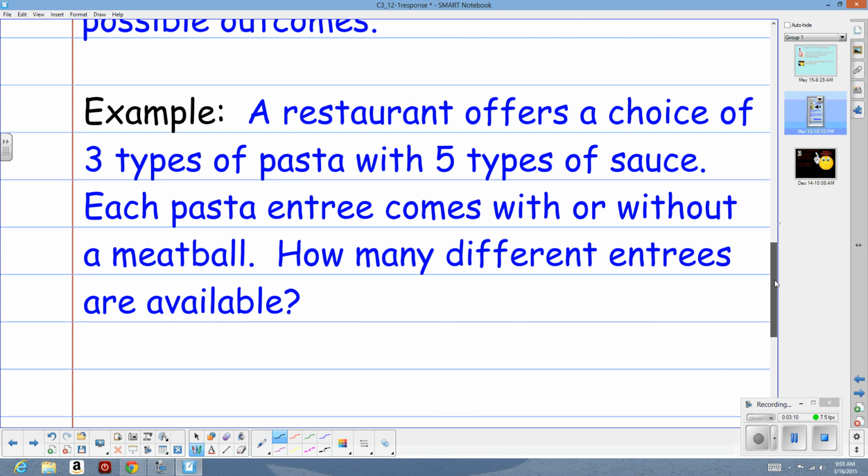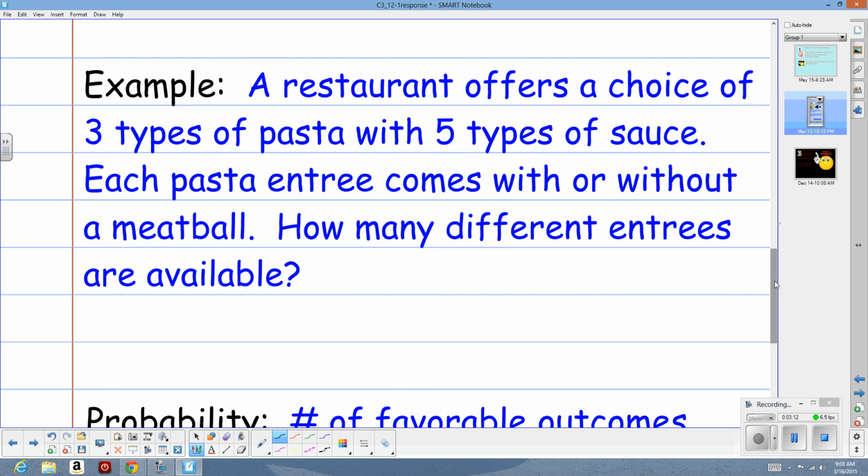For example, a restaurant offers a choice of 3 types of pasta with 5 types of sauce. Each pasta entree comes with or without a meatball. How many different entrees are available?